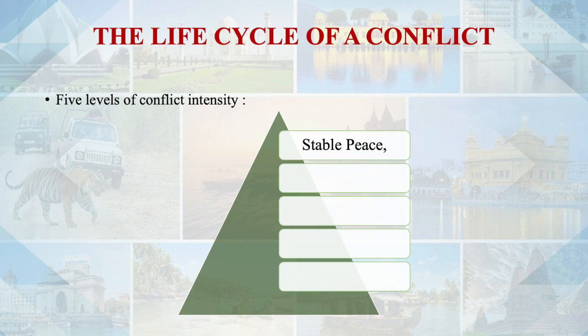From stable peace we go to unstable peace. After unstable peace there is an open conflict. The next stage is crisis, and the final stage is war. So what we understand is that we have 5 levels of conflict intensity, starting with stable peace, followed by unstable peace, after that open conflict, then crisis, and after that it is war.